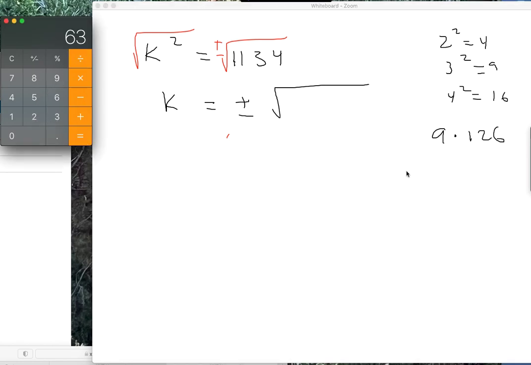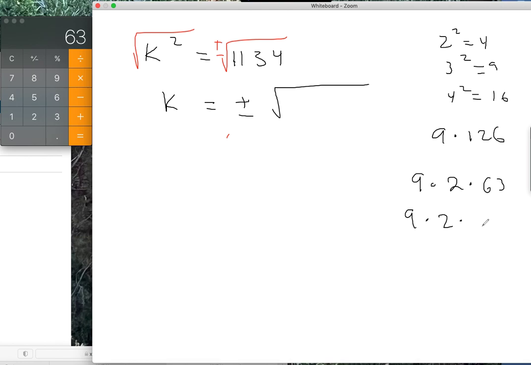Yep, 63. Okay, so now we have 9 times 2 times 63. So 63 is 9 times 7. And the reason I'm going 9 times 7 is, again, I'm looking for perfect squares. So we started with this really big number, and I don't know what 1134 breaks down to. I'm just using a calculator and figuring it out here.